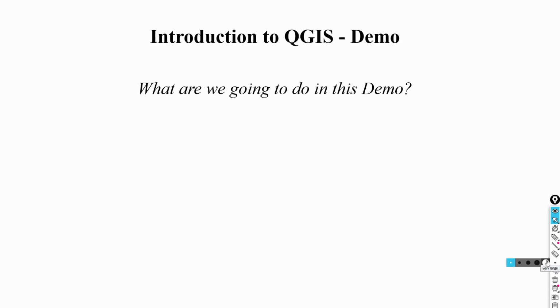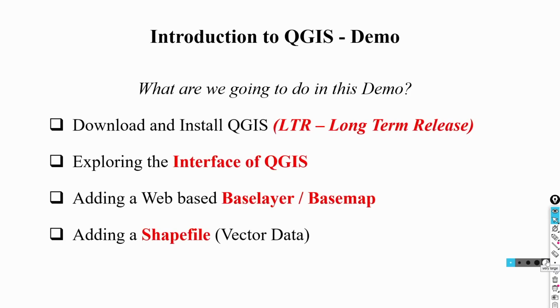This is a very brief introduction that I have given you to open source software and to QGIS. The next thing is, we are going to do some work today. We are going to try to install this software, and do some interaction with the software. We are going to see how the interface works, how to add a base map, and how to add a shapefile, which is basically a file format for vector data.